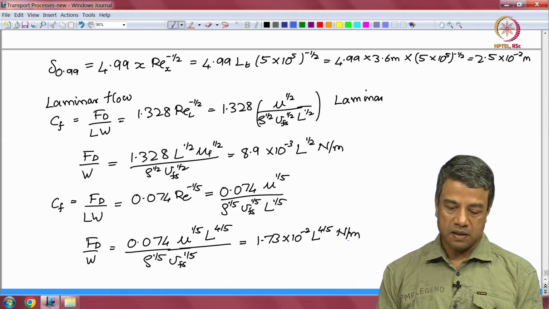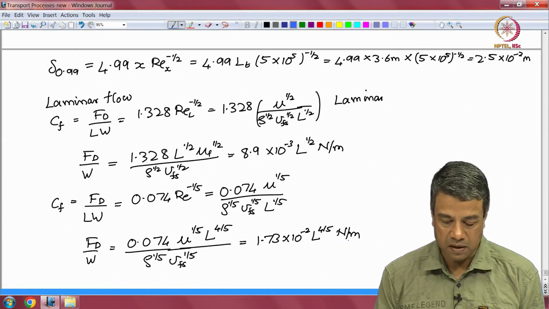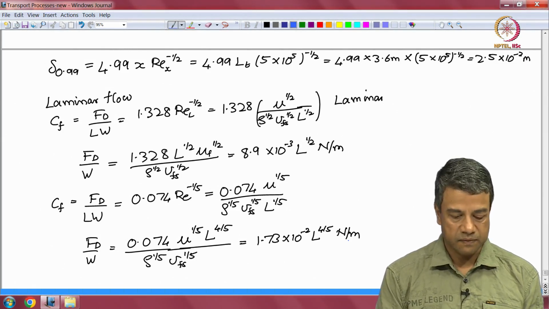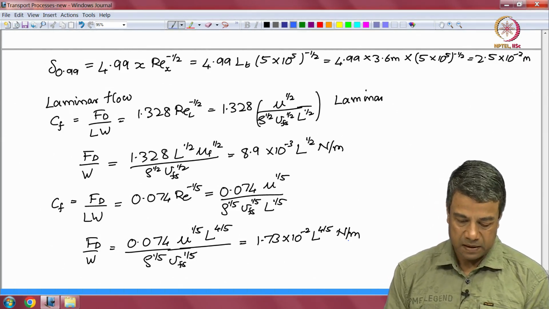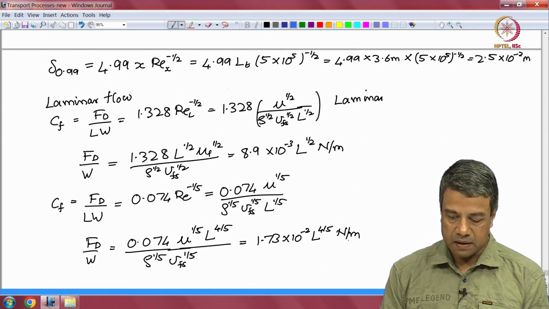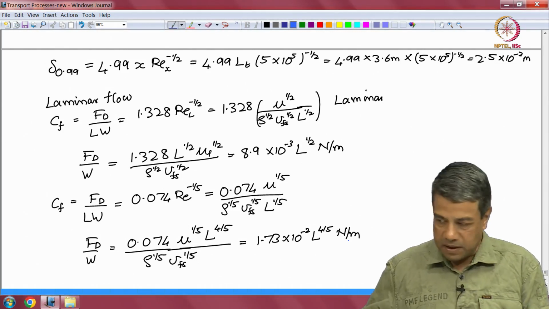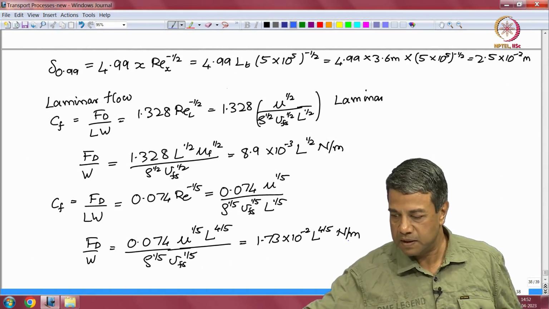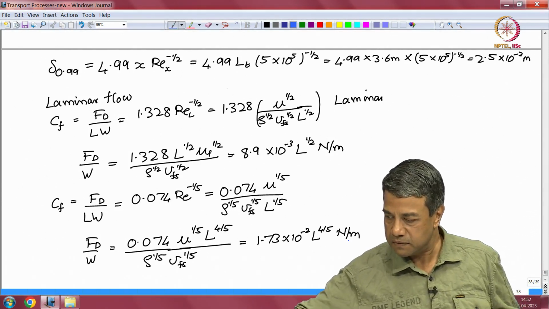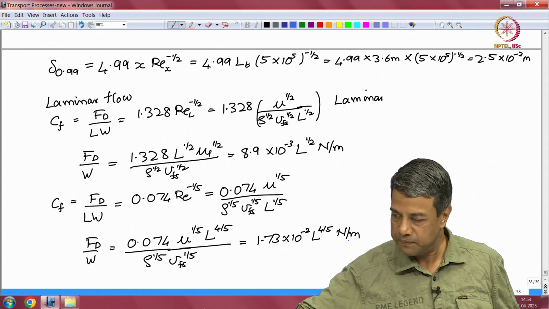So, for a plate of length 3.6 meters, the boundary layer thickness is only 2.5 centimeters. That means that the boundary layer thickness is less than 1/100th of the length. And then we had calculated the drag force for both laminar and turbulent flow.